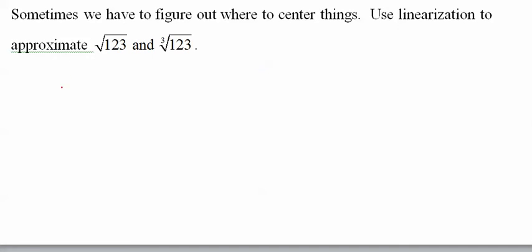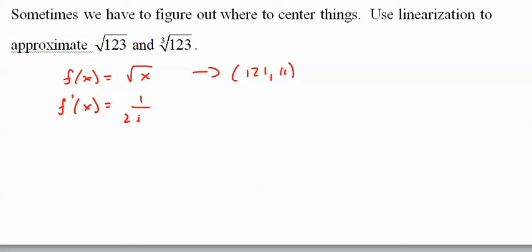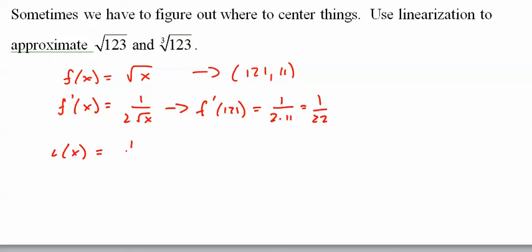We can use it to approximate things. We say f of x equals square root of x. We say, what number do we want to use that's pretty close? We'll say, let's use 121. When we take square root, we get 11. So find the derivative, 1 over 2 root x. Find the derivative at 121. Get 1 over 2 times 11 is 1 over 22. And our linearization is 1 over 22, x minus 121 plus 11.